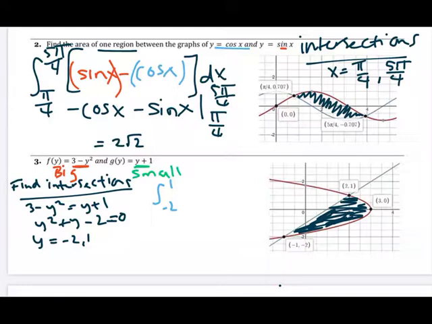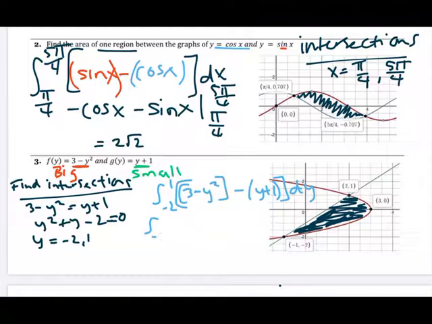What do we say our big one was? 3 minus y squared, minus the small function y plus 1, all being integrated with respect to y. Now, if this was a calculator problem, even though there's y's in here, you could still type it in as x on your calculator because the integration process is the same. You're going to get the exact same value.